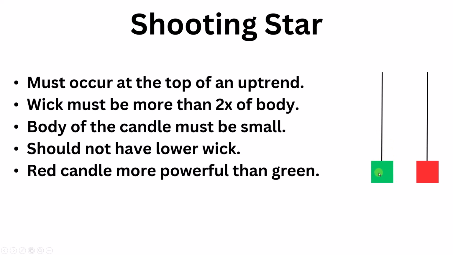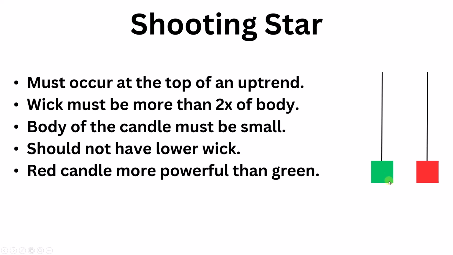This candle should appear. The wick must be more than 2 times the body. This is the body. The wick that you see must be more than 2 times the body. Okay. This is the length of the body. More than 2 times must be the wick. The body of the candle must be small. So this body must be small. It is good if it is still smaller than this.